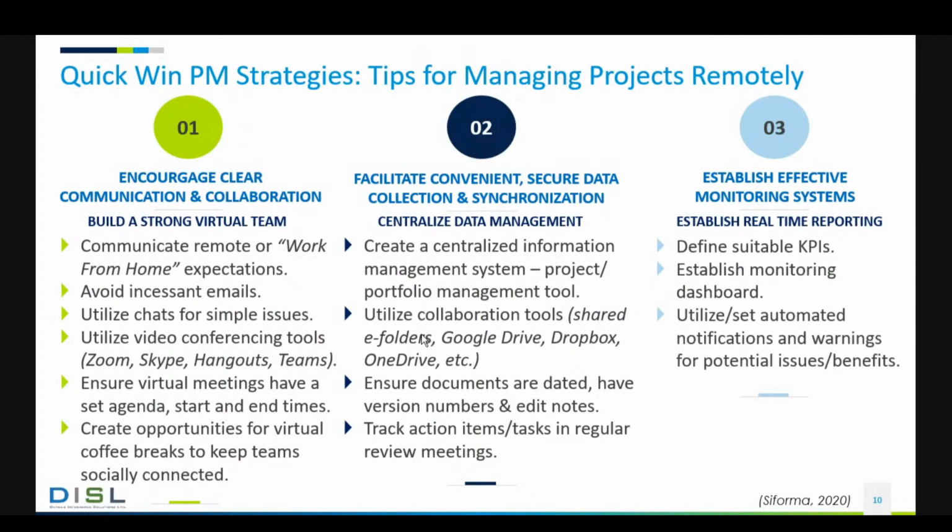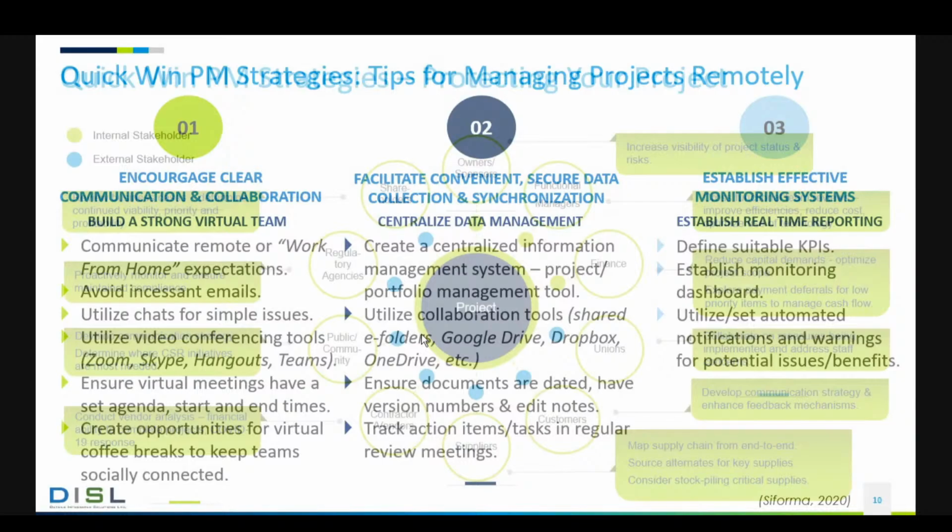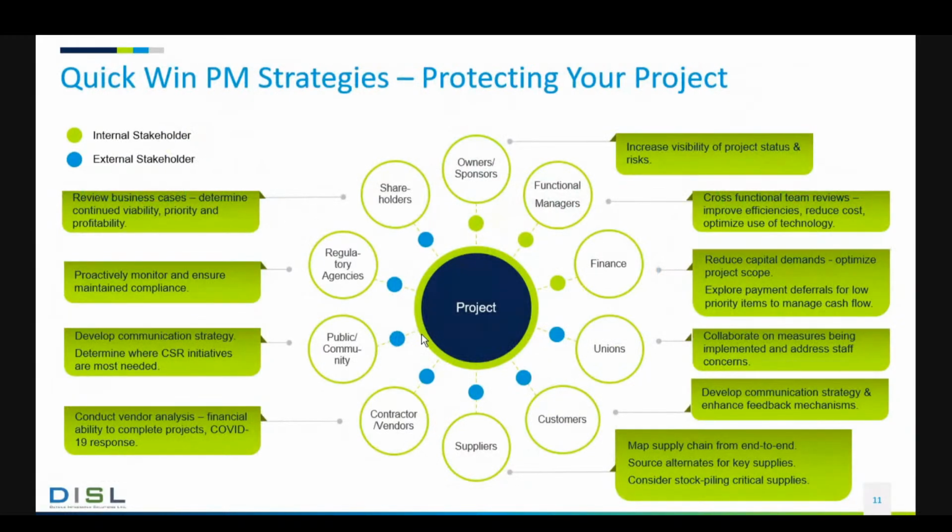And wherever possible, you want to utilize automated notifications or possible warning systems for potential issues. So if information is trending or criteria is trending out of acceptable standards or limits that you have set, you will have early warning notifications that you need to take appropriate action from there. Now, this is looking at managing your team effectively. Now, I want to look at a strategy for how you can protect your project within the COVID-19 environment.